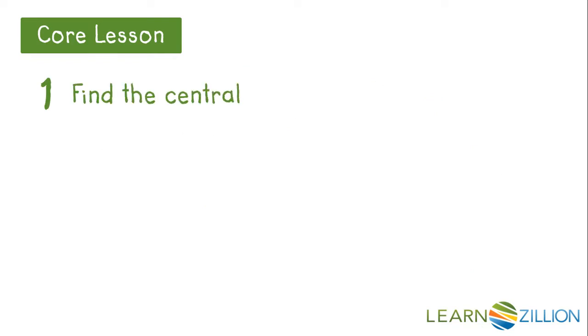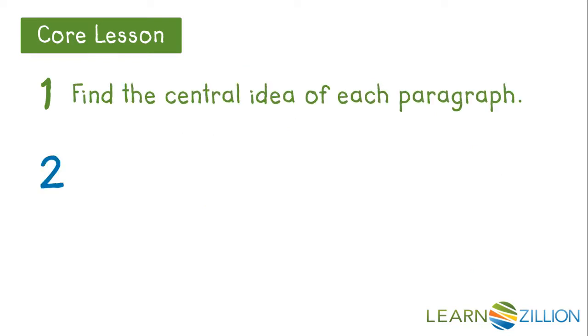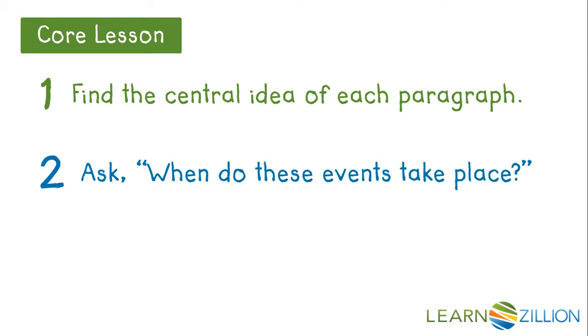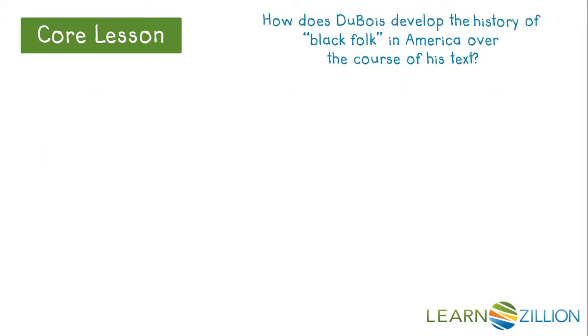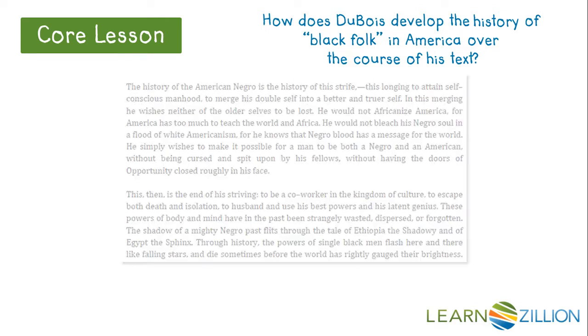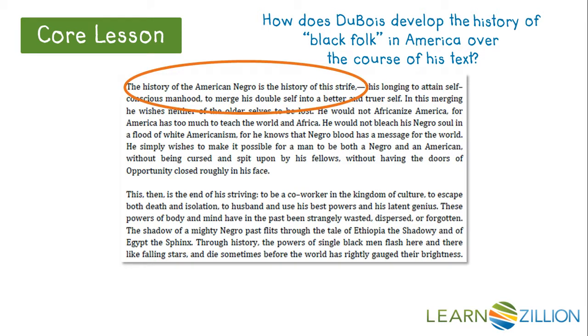So first we're going to find the central idea of each paragraph. Then we're going to ask, when do these events take place? Finally, we're going to write down each idea in order. So here's our question again, and look that it's mainly asking us to develop the history of black folks. So we want to concentrate on history. So when we're skimming, we're going to look for time clues, like the history of the American Negro, and hear about the shadow through Ethiopia and Egypt through history.